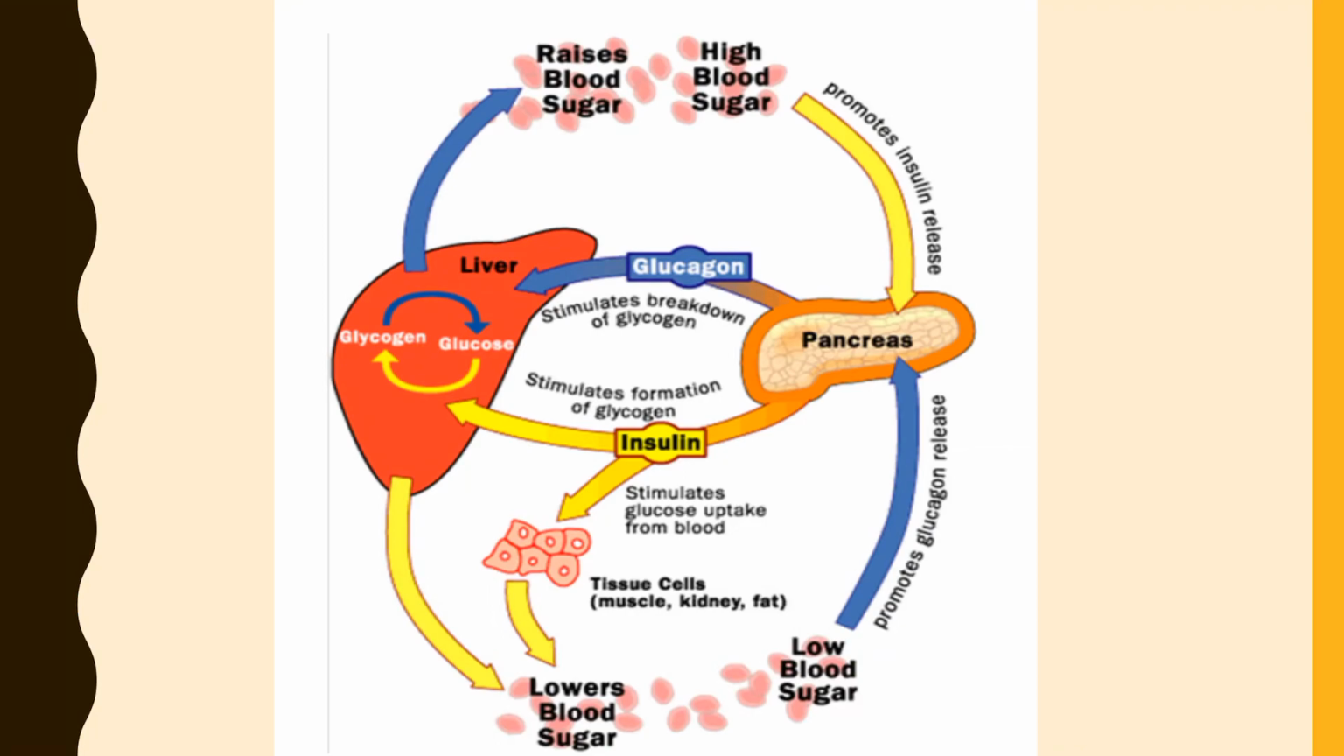Glucagon, what does it do? When the blood glucose level is low, then the pancreas produces glucagon, and this glucagon goes to the liver, and it causes the conversion of glycogen to glucose, and it causes the increase of blood glucose level. And likewise, these two hormones control the normal glucose level.